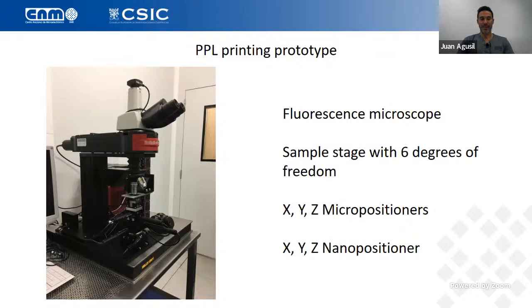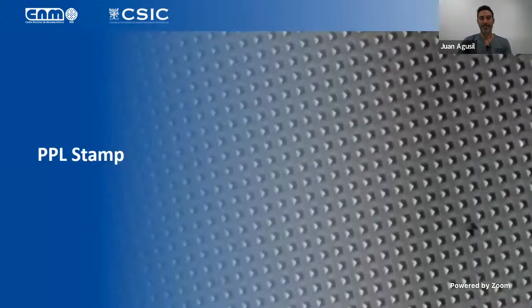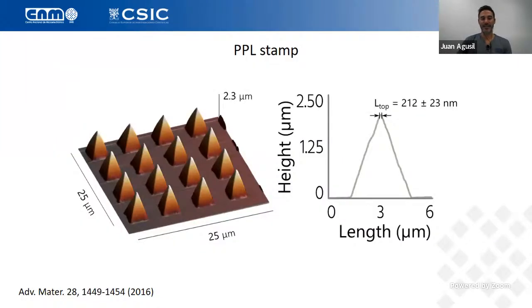This system helps you localize the stamp on top of your substrate on the desired area. The stamp, as I showed you previously, is inverted pyramids, and we've characterized these inverted pyramids so we can tune the size of the spots that we want along the whole surface. In this case, we have sharp pyramids that are coated with ink and then are transferred to the substrate.